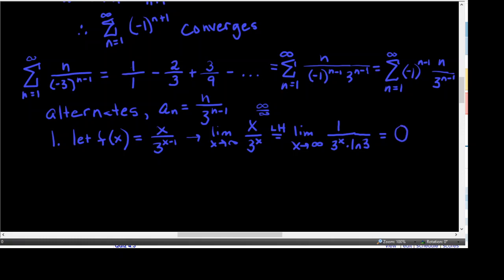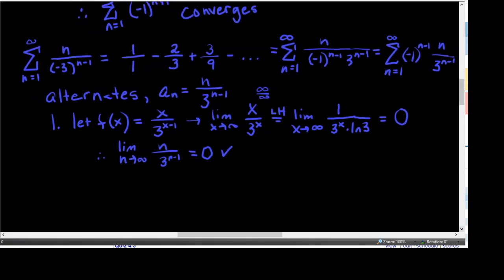And that means that since the limit for x gave us that answer, the limit as n approaches infinity of n over 3 to the n minus 1 is 0, which is what we needed to show. And we're good to go now to number 2.